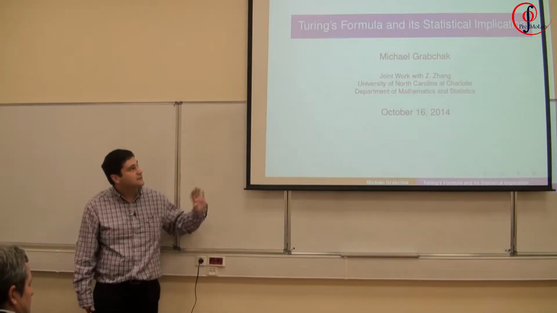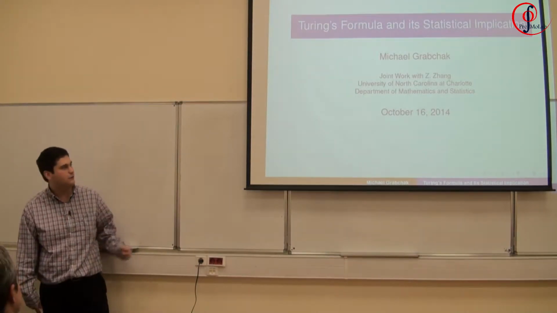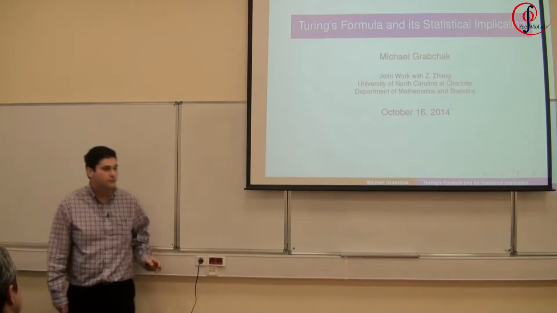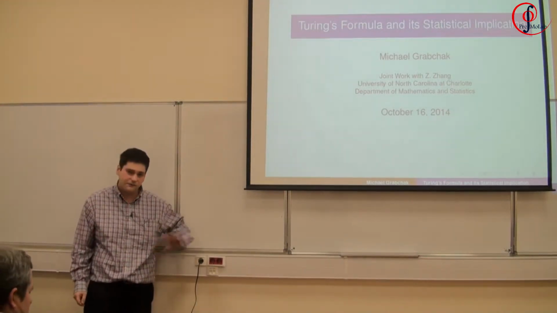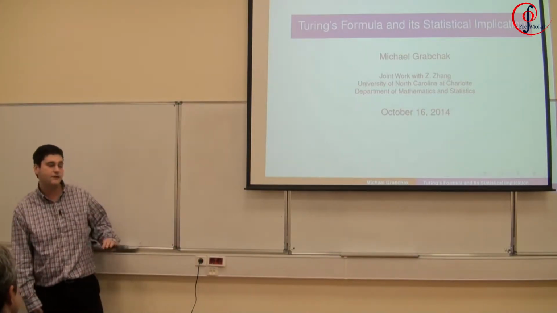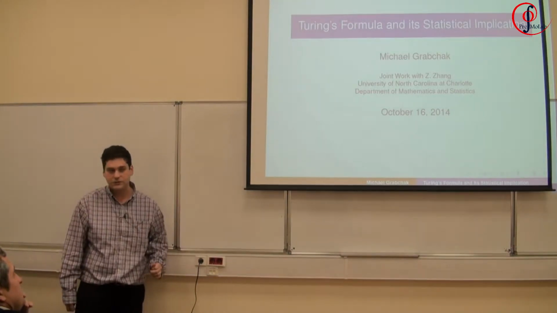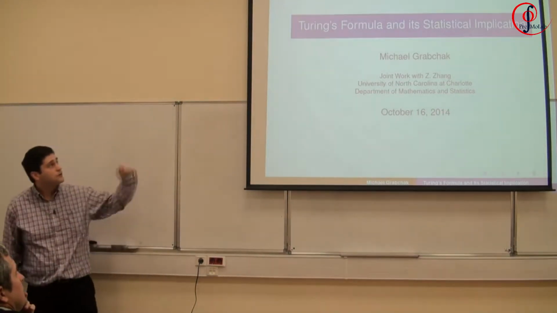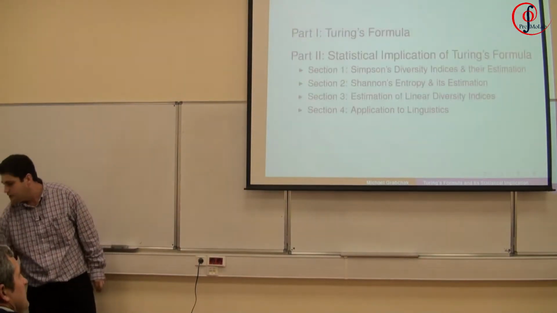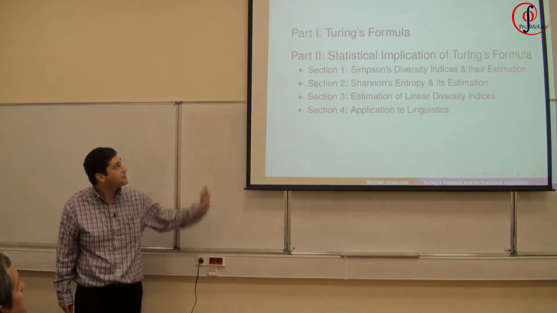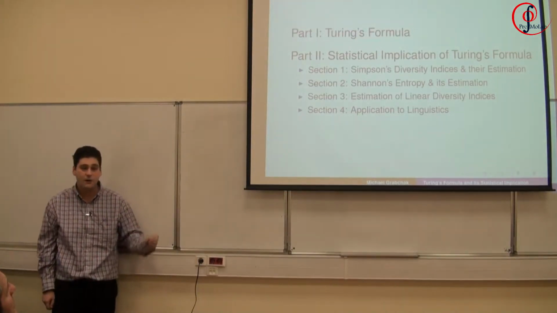And maybe the sense in which this relates to that kind of discussion is that this is an approach to how we can talk about tails in some non-parametric way. It's a very different perspective in a very different situation, but it still tries to talk a little bit about the tails of distributions. So this talk is Turing's formula and its statistical implications. Basically, in the first part of the talk, I want to introduce Turing's formula and discuss some of its properties.